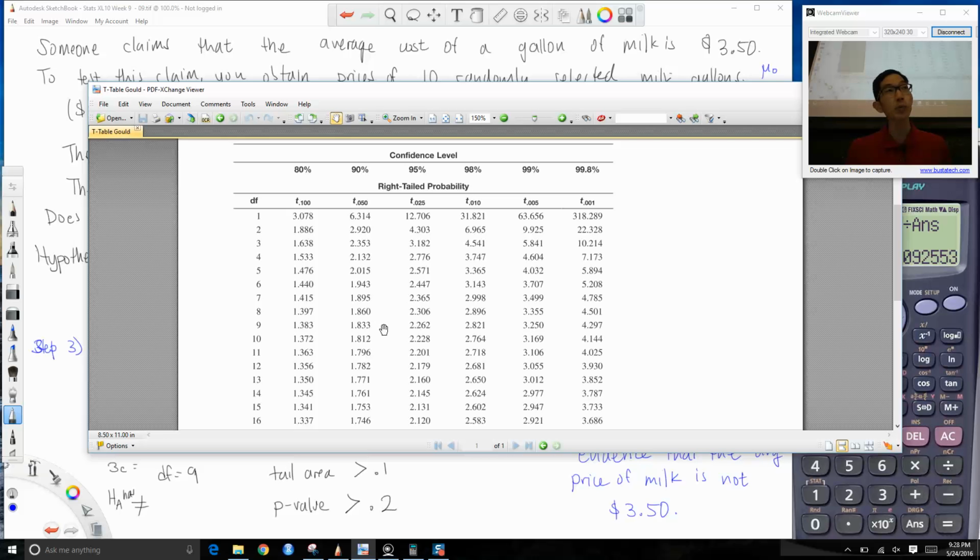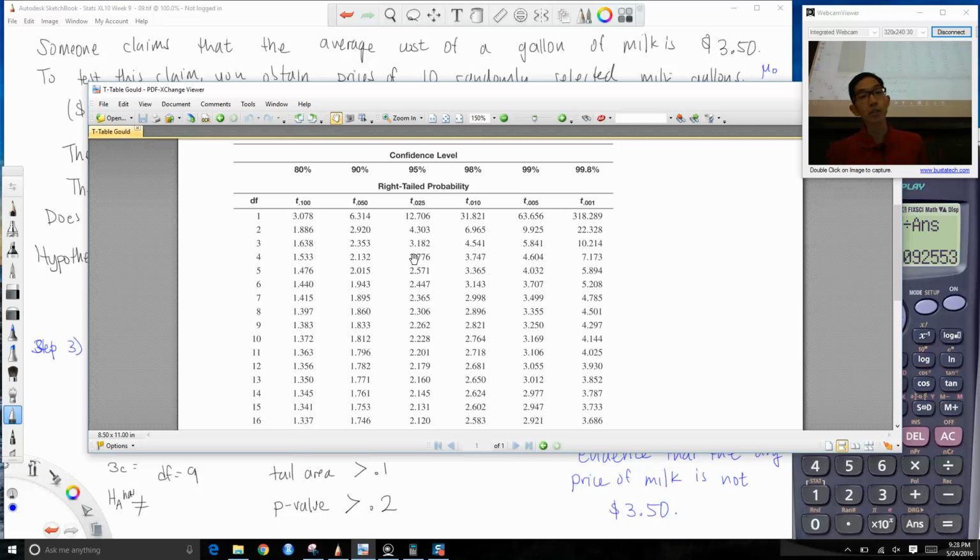At 1.85, we're in between these two columns, and our tail area is between 0.025 and 0.05, right? That means our p-value is less than 0.05. If our p-value is between 0.025 and 0.05, it's less than 0.05. It can never be equal.